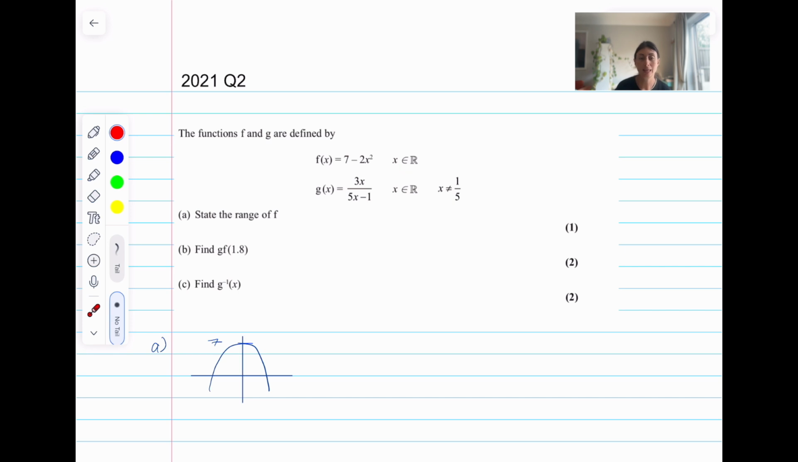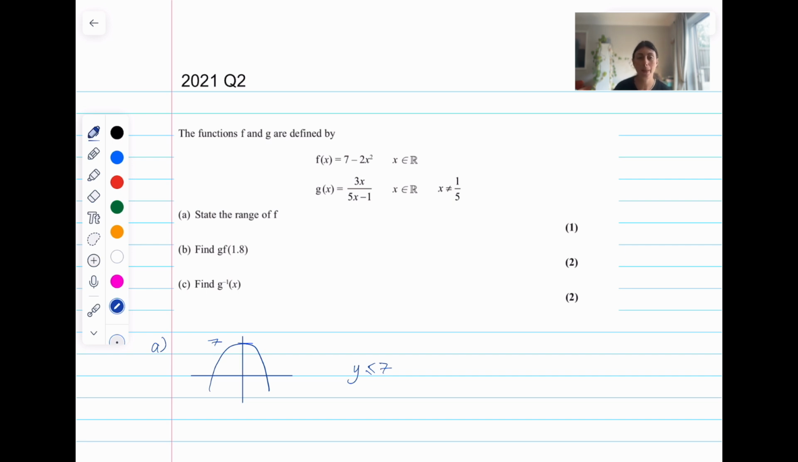Looking at that, you can see that the range, that's the up and down values or the y values, can be less than or equal to 7. They can equal 7 in this case because x can be anything. So at the highest point where we have x equals 0, that's when y can equal 7.